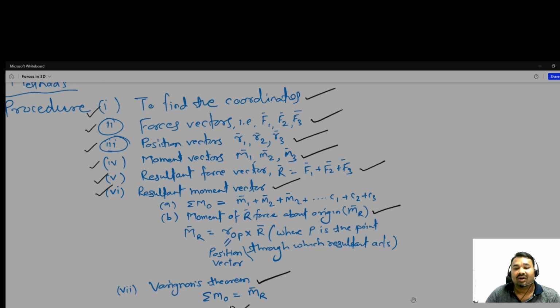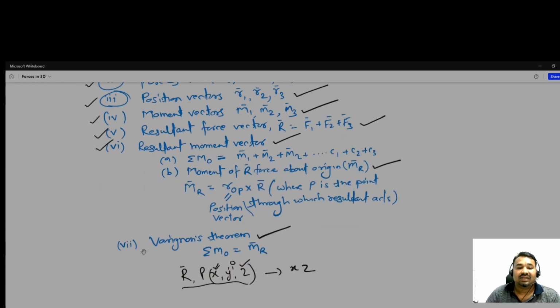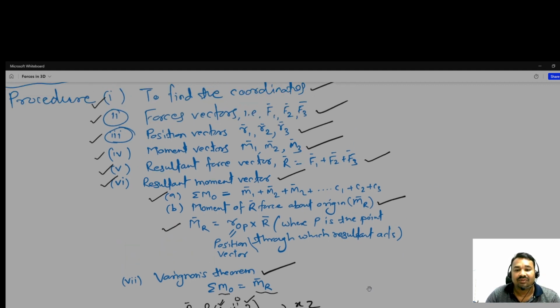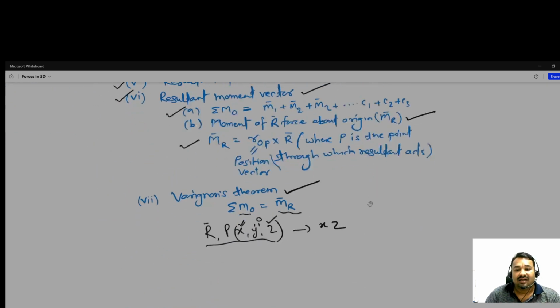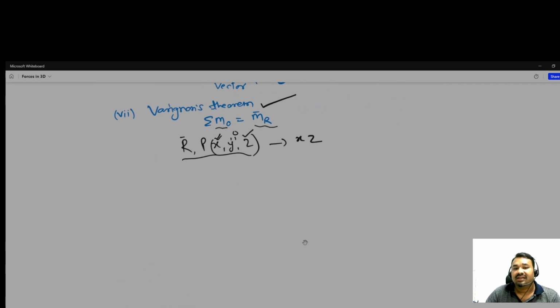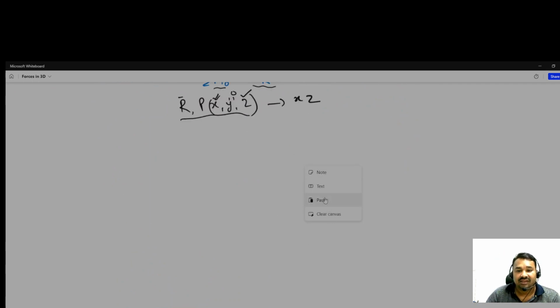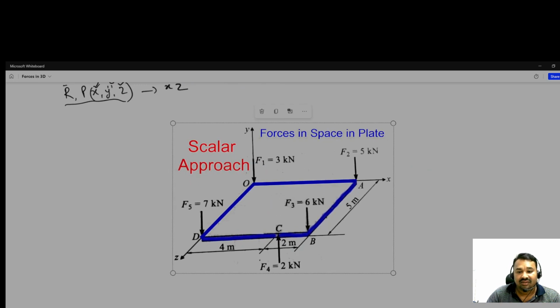It means how to get the R and P, which we can get from Varignon's theorem, and what are the terms involved, like moment about O and MR. Moment about O, how to get it, we get from here; moment of resultant, how to get it, we get from here, and what terms are associated with them. In this way I solved. So these are the 7 steps that you have to remember if you are going to solve the problem by the vector approach. Now let us solve this by the scalar approach.